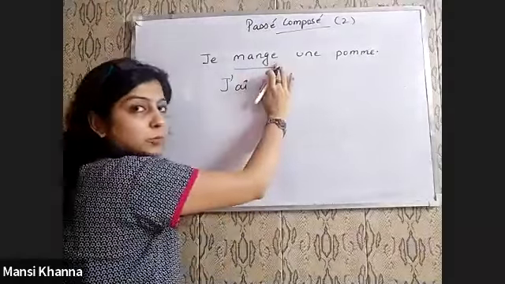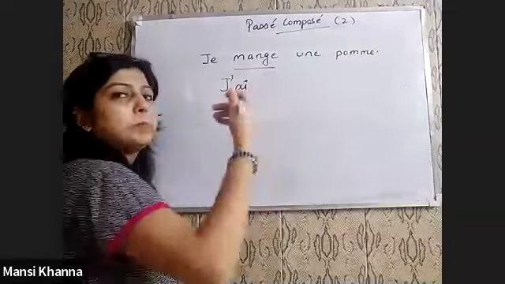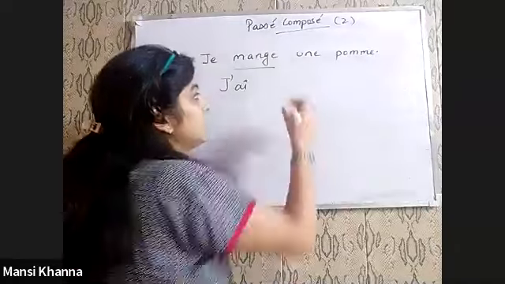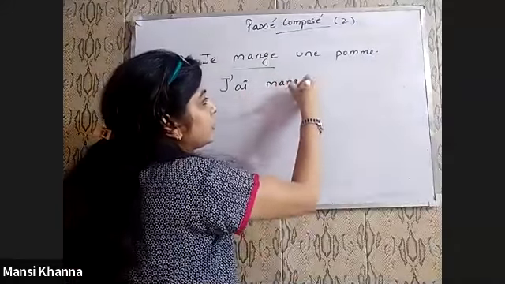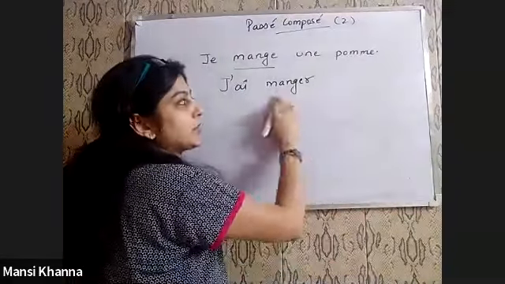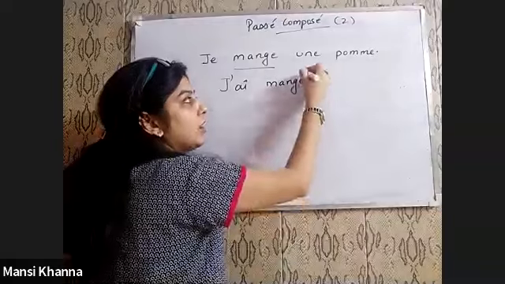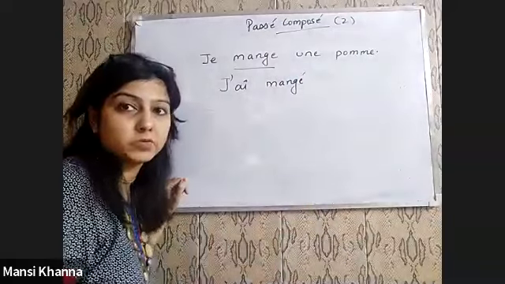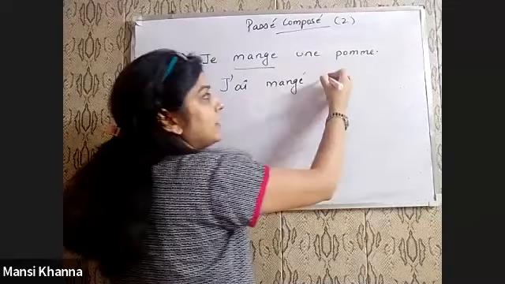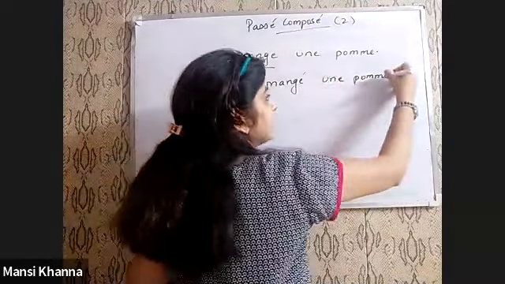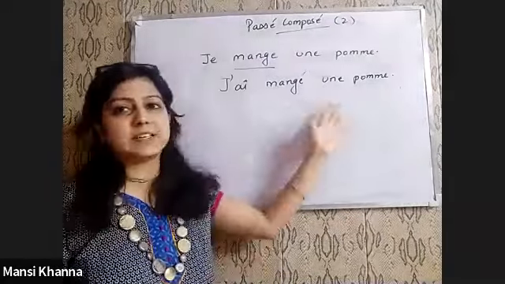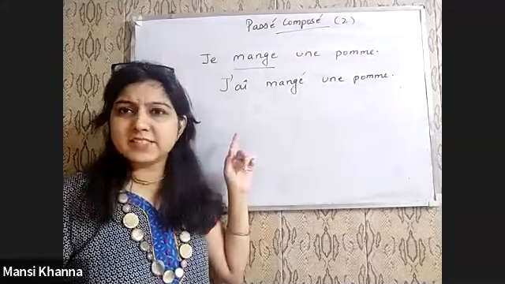And this verb, which is our main verb, we will write in the past participle, which you had memorized. You've learned the past participle also. So what is the past participle of an er verb? This is a normal er verb. So what is the past participle of an er verb? You remove the r and you put an accent. That is the past form of an er verb. So, j'ai mangé, and the rest of the sentence remains as it is. Easy, isn't it?